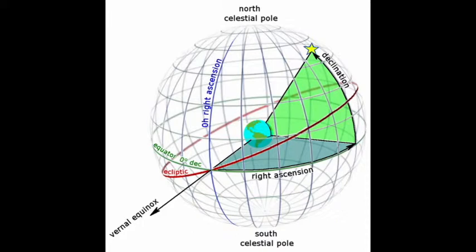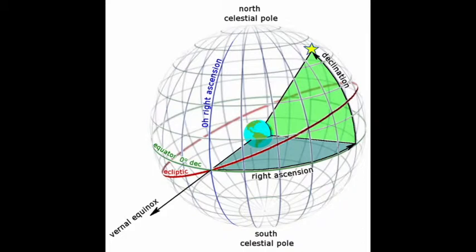The vernal equinox is the point through which the reference celestial longitude, called 0-hour right ascension, passes. This is similar to the Greenwich meridian as reference longitude on Earth. The celestial equator is the reference celestial latitude, called 0-degree declination. This is similar to the Earth's equator being the reference latitude, 0 degrees.